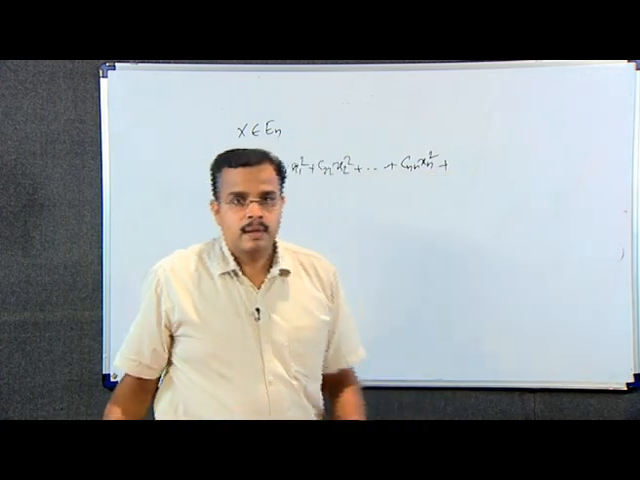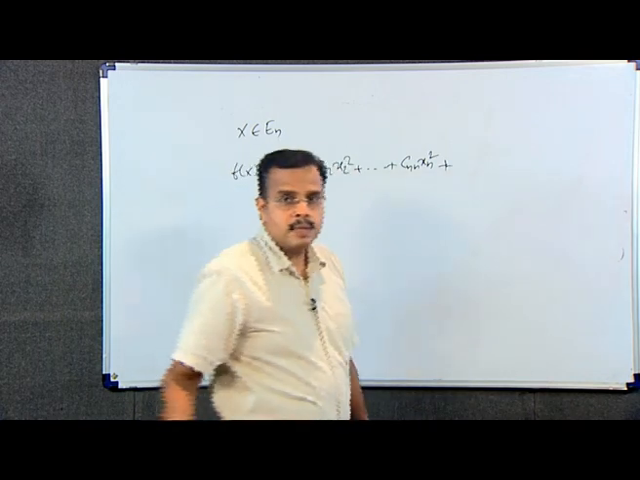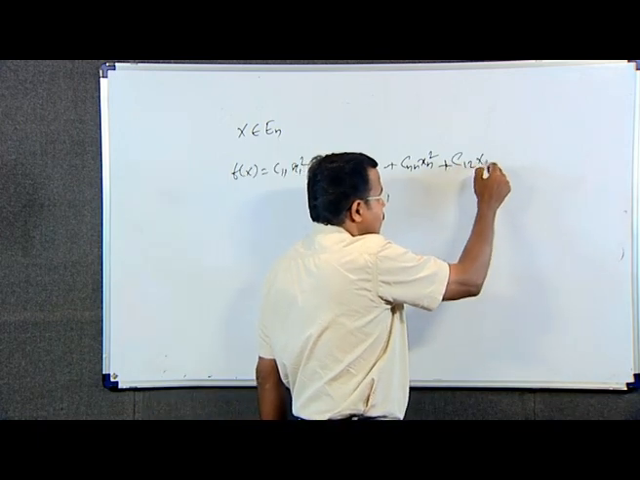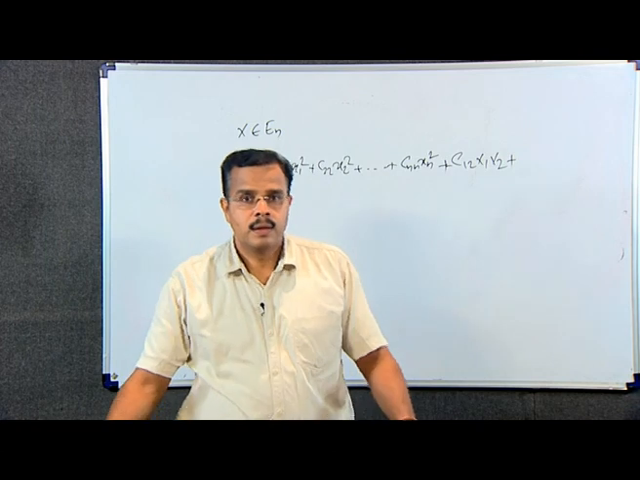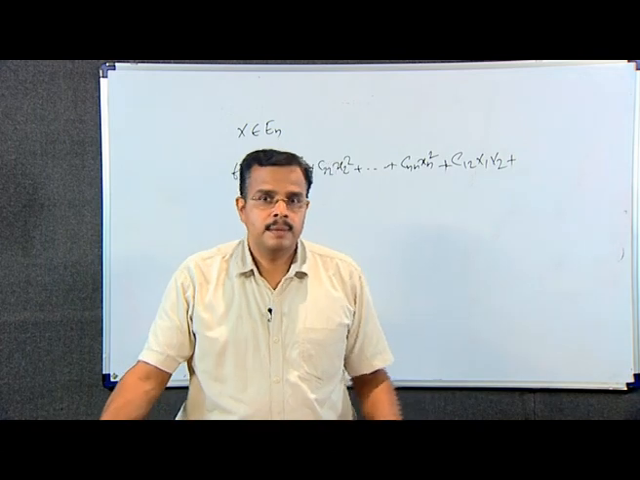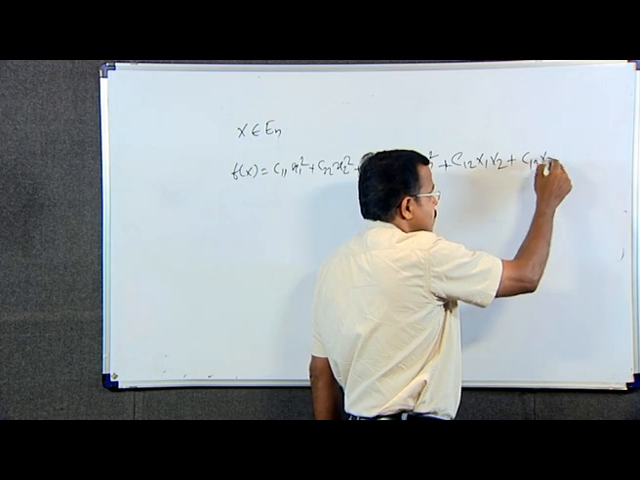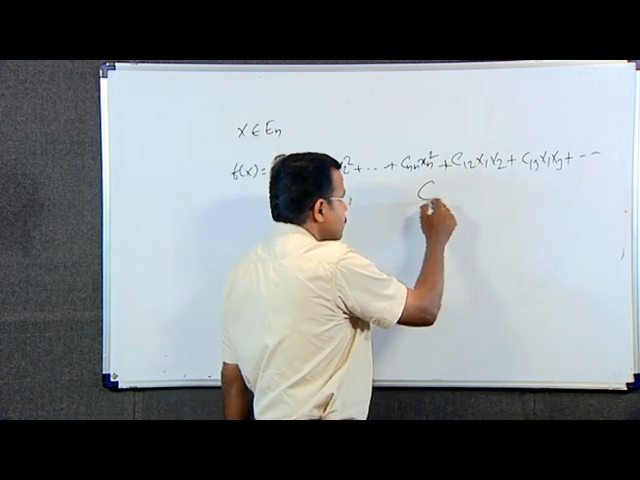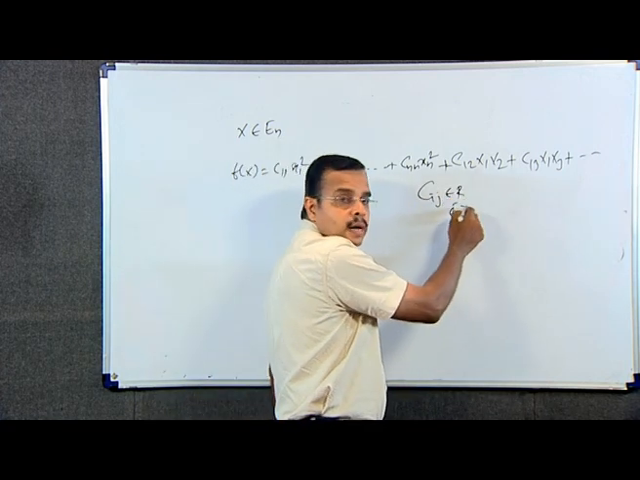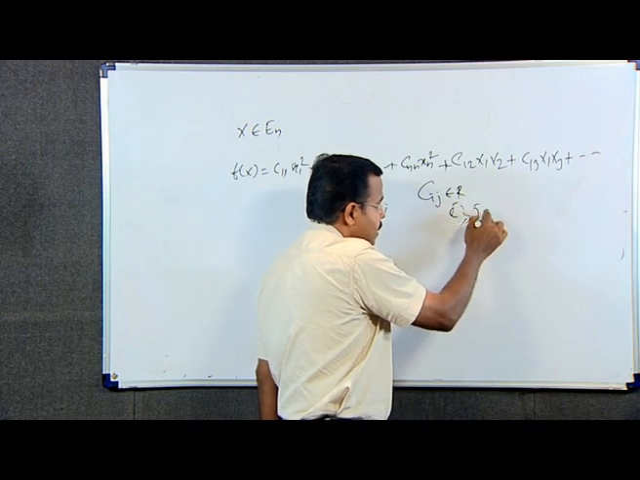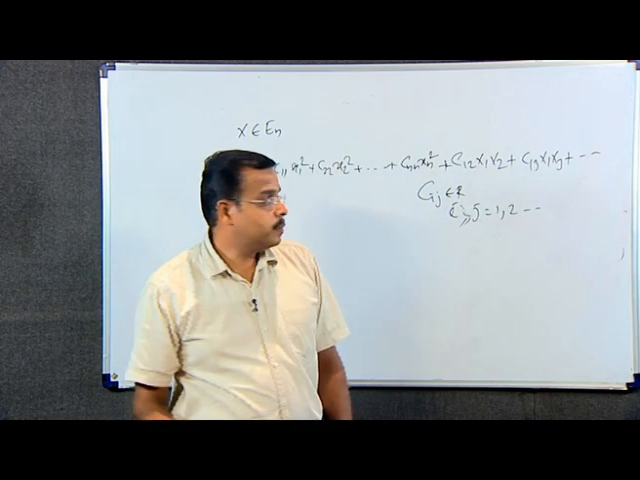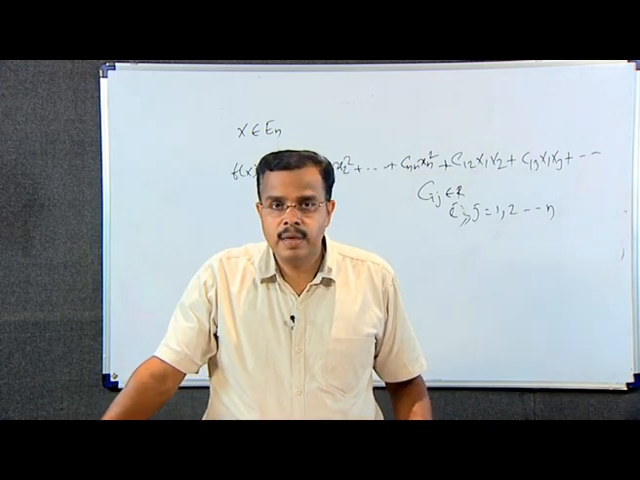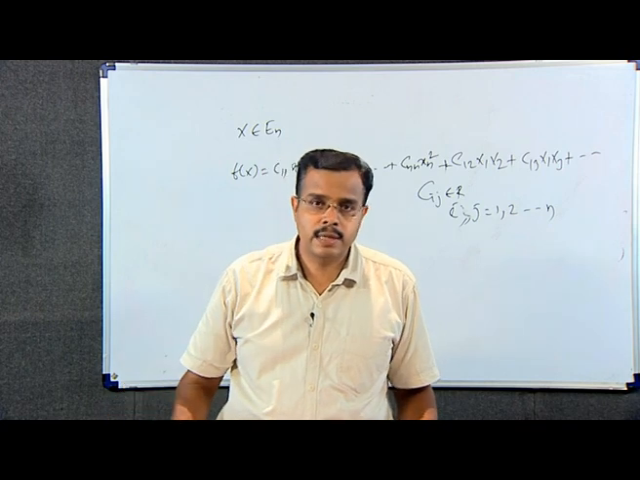C12 x1 x2 plus C13 x1 x3 plus, etc., where Cij belongs to R for i, j equal to 1 up to n, is called a quadratic form in the n variables x1, x2, etc., xn.